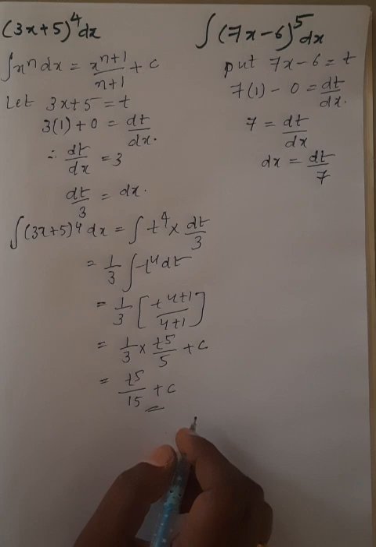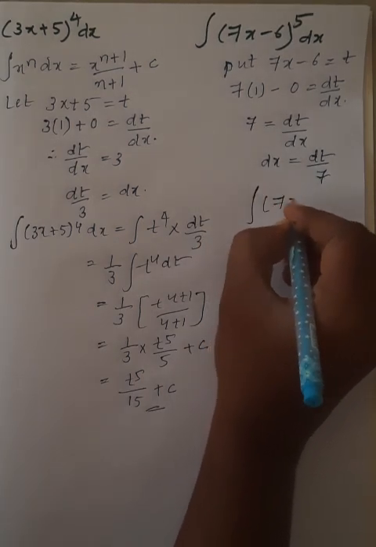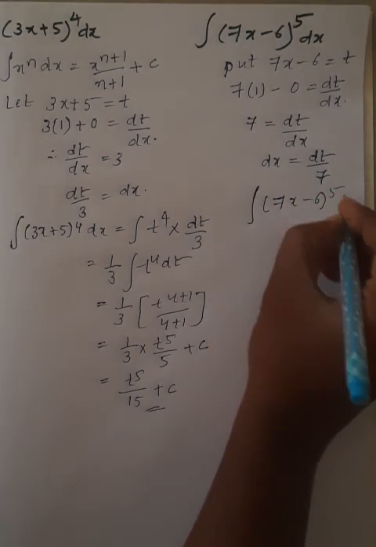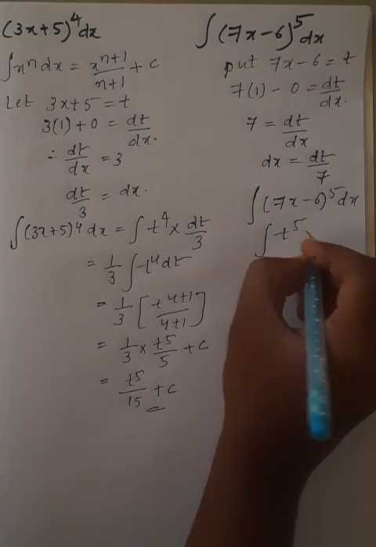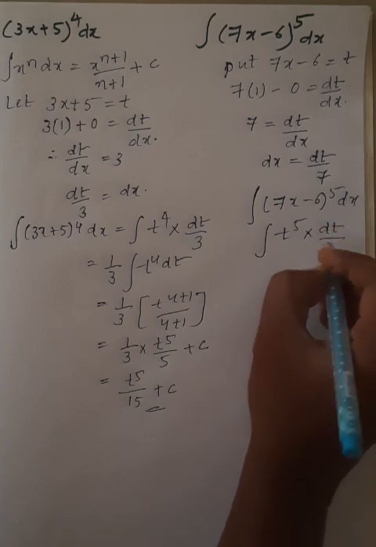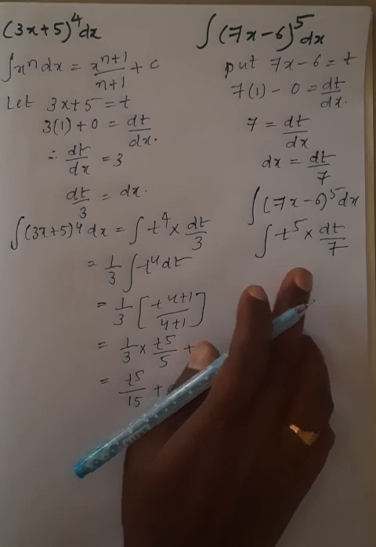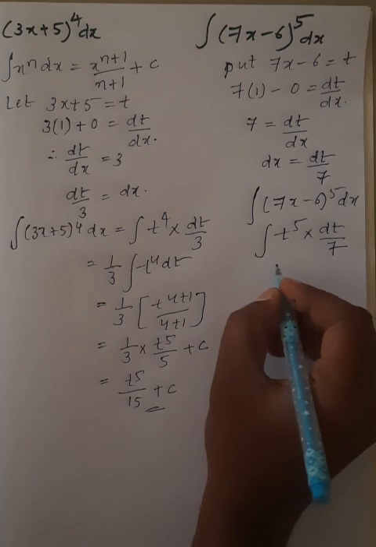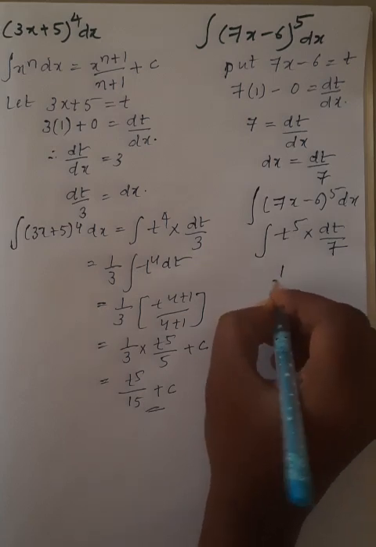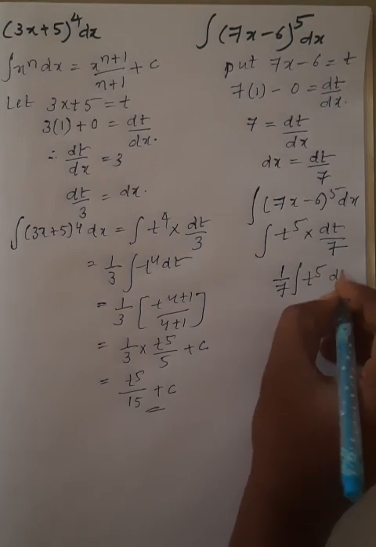Then we have to substitute this dx = dt/7 in our question. So integration of (7x - 6)^5 dx will become integration of t^5 into dt/7. So in place of 7x - 6 we have taken t, and in place of dx we have taken dt/7. Now we should write 1/7 outside because it is a constant. So 1/7 integration of t^5 dt.